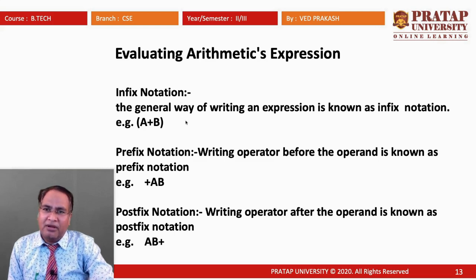So, when we define any expression, an expression basically consists of two things: first operand and second operator. So, what is the operand and what is the operator? Operand is data, and operator is basically a symbol that is used to operate on operands.